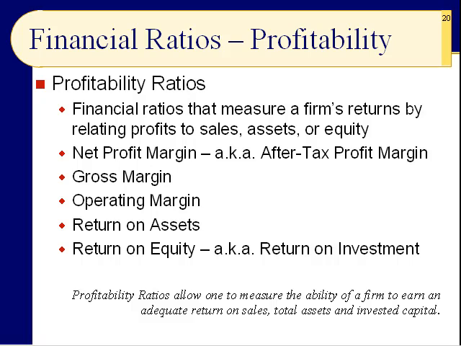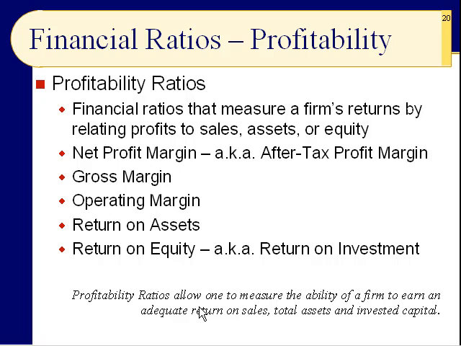So the first group we'll take a look at are the profitability ratios. These are financial ratios that measure a firm's returns by relating profits to sales, profits to assets, profits to equity, and there are a few others. There are variations on a theme that you may come across. One of them is a very famous one that Warren Buffett uses, and it's basically the same idea. We're going to take a look at profitability: net profit margin, gross margin, operating margin, return on assets, and return on equity. We'll take a look at each one in detail, and we'll do a few calculations.